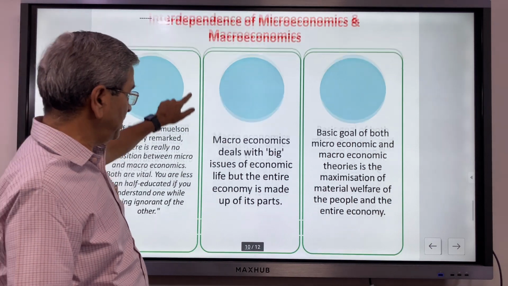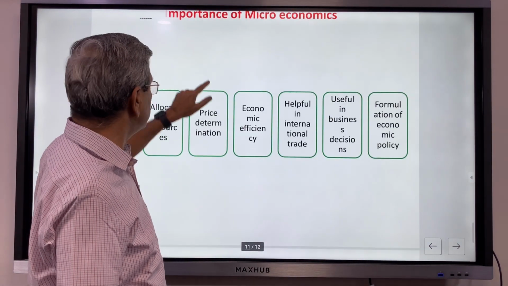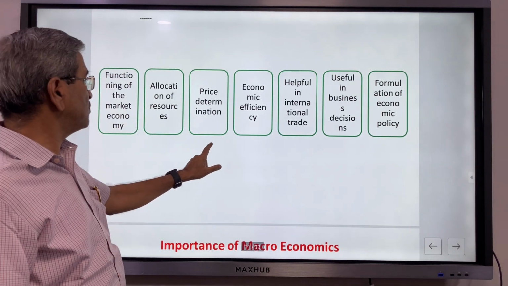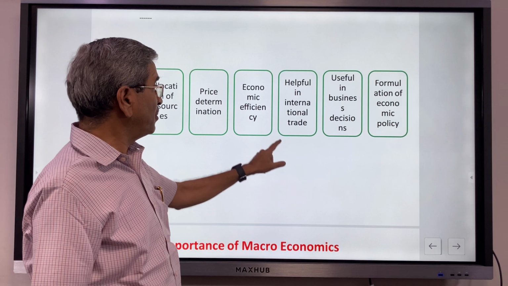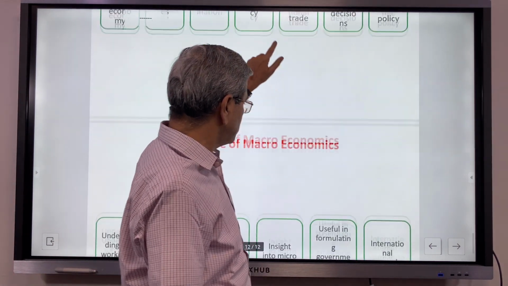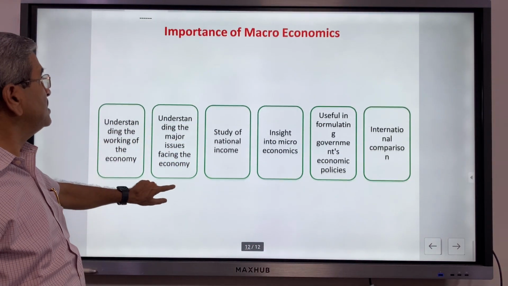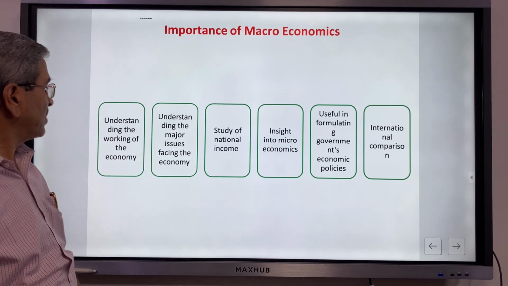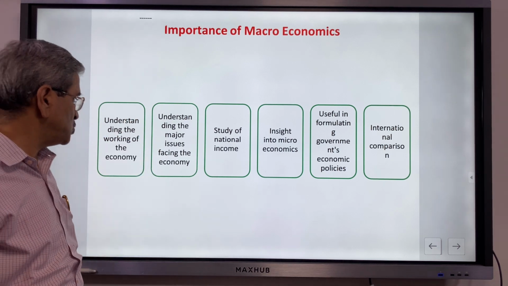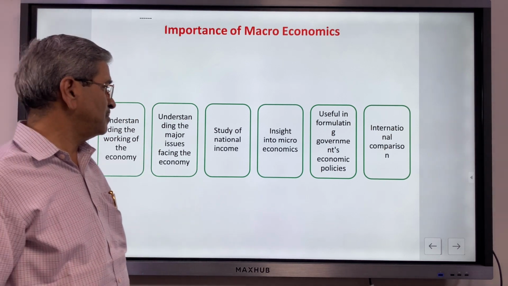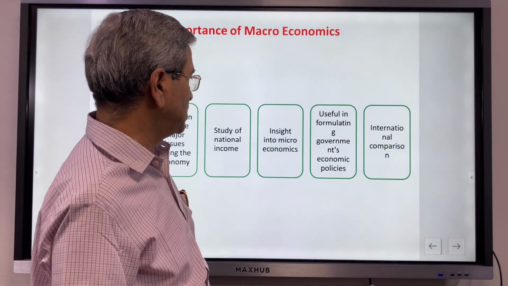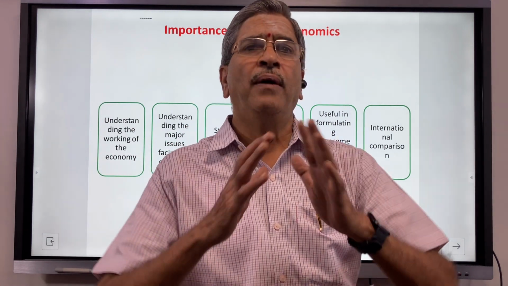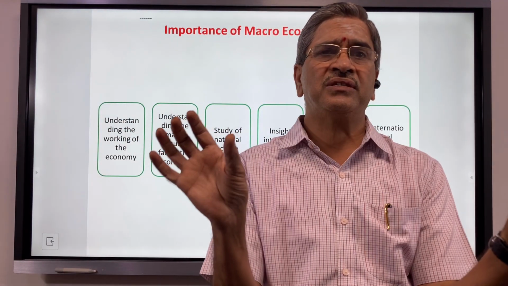So this completes the part of it, and on the importance of this: functioning of the market economy, allocation of resources, price determination, economic efficiency, all these things are useful from the economics point of view. So this is the importance of macroeconomics: understanding the working of the economy, understanding the major issues it faces, study of national income, insight into microeconomics, usefulness in formulating government policies, international comparison. So macro and micro, if you know the difference, that is enough for you.